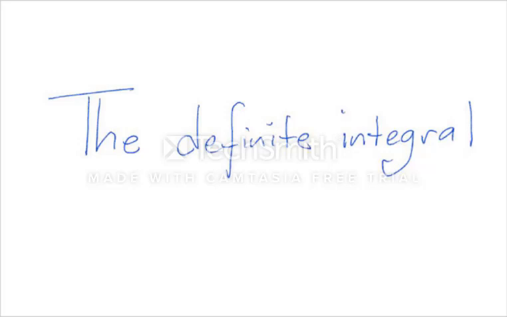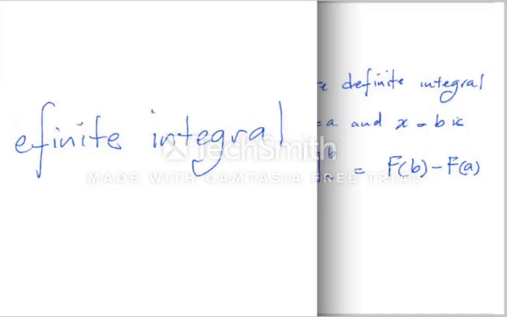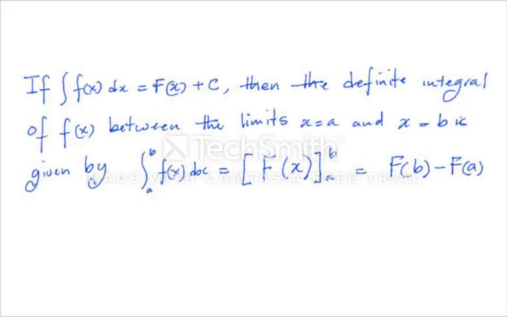All right, let's have a look at the idea of the definite integral. This says if the integral of f of x with respect to x is equal to some function F of x plus c, the constant of integration, then the definite integral of f of x between the limits x equals a and x equals b is given by the integral of f of x from a to b with respect to x, which is equal to F of x inside a bracket, where the upper limit is b and the lower limit is a, and is equal to F of b minus F of a.